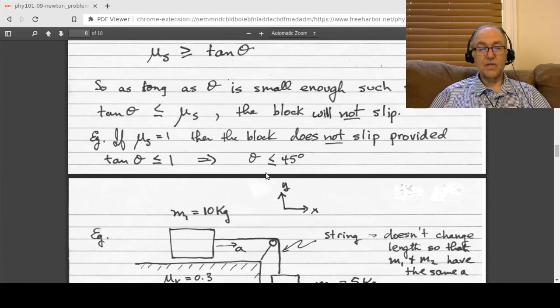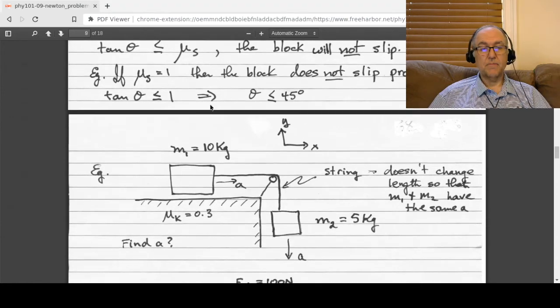The angle at which it starts to slip is the threshold angle at which this inequality breaks, and that gives you a sense of how big US is. It's a very tricky experiment, so it doesn't give you the best results, but it still proves the point. So there you go. There's the story with US.